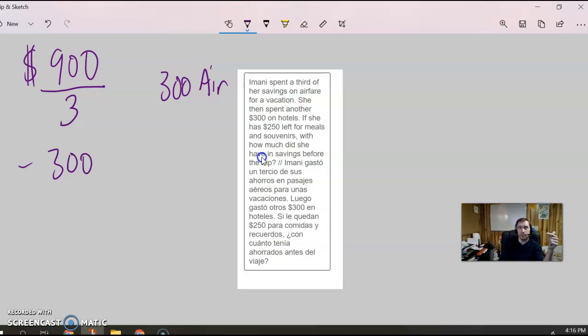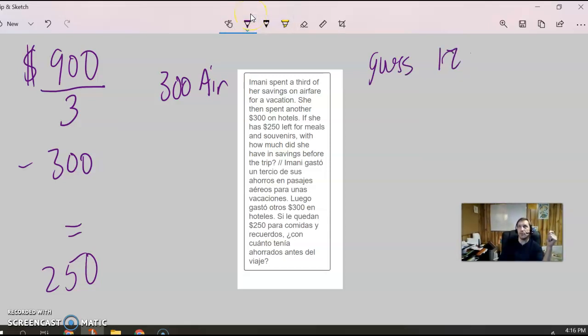So her original amount minus $300, and we're left with $250. Okay? So does 900 divided by 3 minus 300 equal 250? No. But when I divide by 3, I get a nice 300, minus 300 gives us 0. Right? 0 doesn't equal 250. So you could do this again.